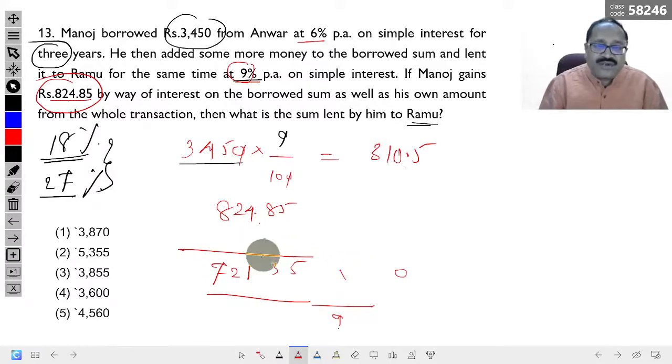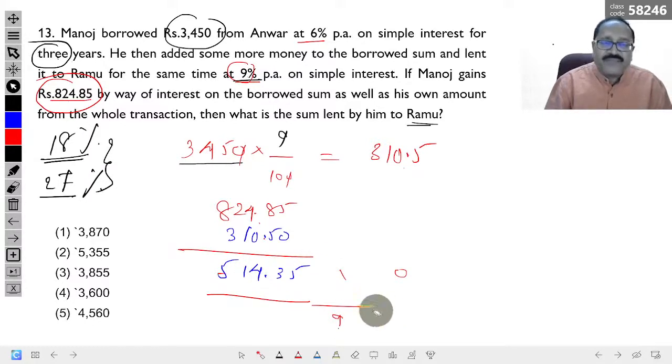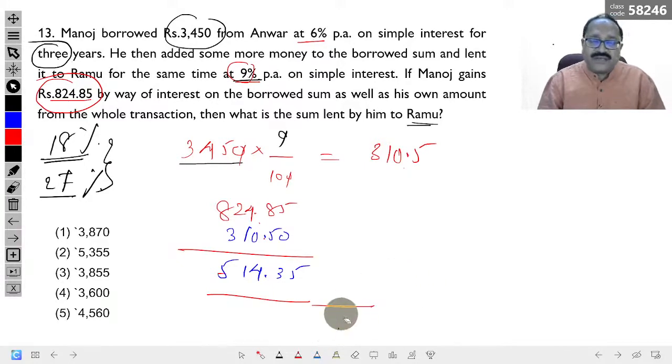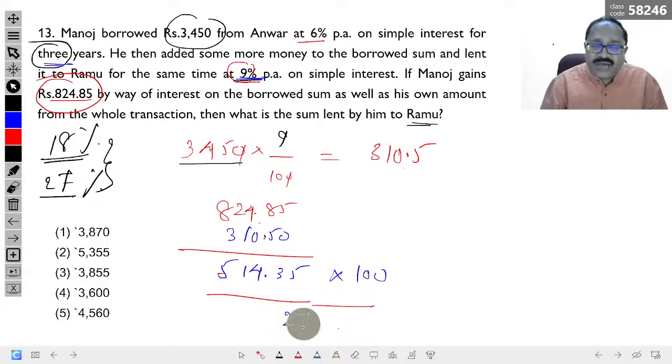So I will take out this 310.50. Then I will be getting this figure as 514.35. Now this 514.35 is what percent? 9% for how many years? For 3 years. So 9 3 is 27. I need to find out 100%, whereas you have 27%.